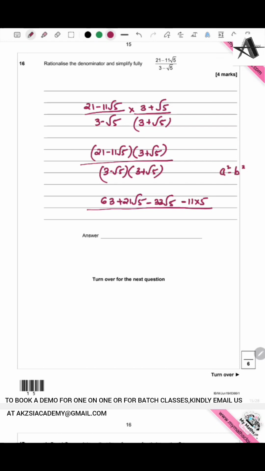So this is a short way. Either you can multiply or expand just like how I did it here, or you can remember directly this one, a plus b times a minus b. A is 3 and b is root 5.